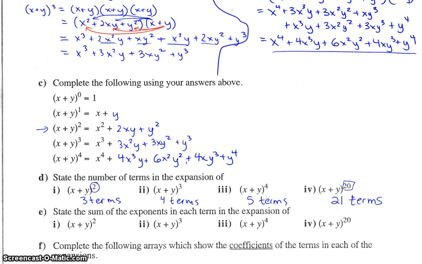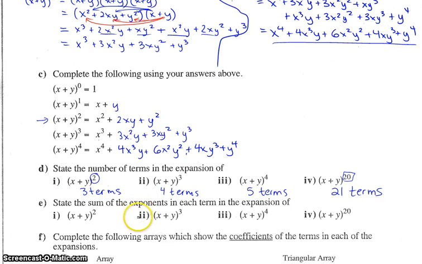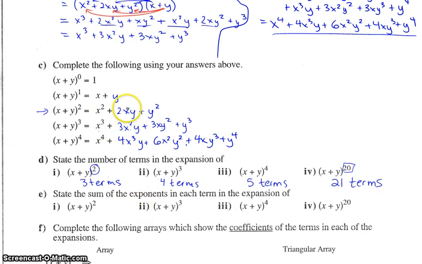Now part E, state the sum of the exponents in each term in the expansion of x plus y squared. What they're talking about there is if we go back up and look at each of these. Let's say we look at x plus y squared. So the exponent here is a 2. Here 1 plus 1 would equal 2, and here again it's a 2. So the sum of the exponents is going to be 2. x plus y cubed, so we have a 3. We have a 2 plus 1, which is 3. We have a 1 plus 2, which is 3, and then a 3 again. So in other words, the sum of the exponents adds up to 3.